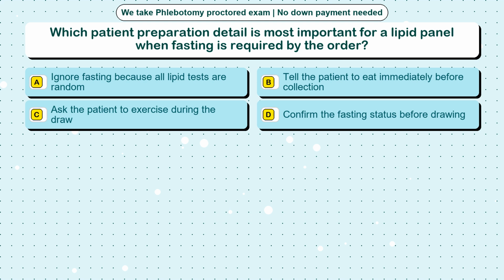Question 74. Which patient preparation detail is most important for a lipid panel when fasting is required by the order?